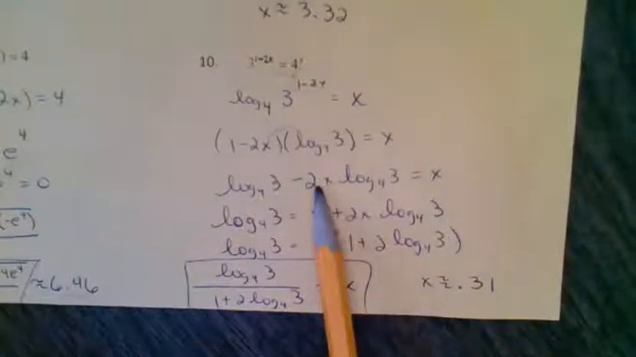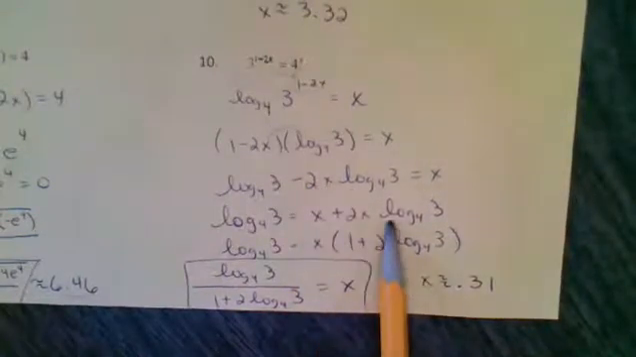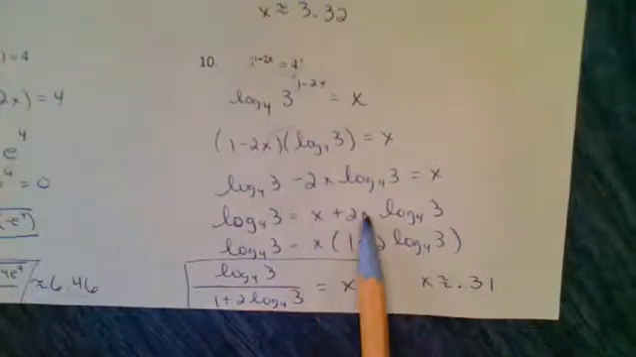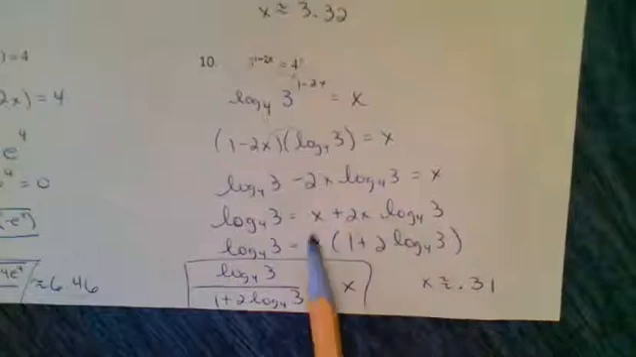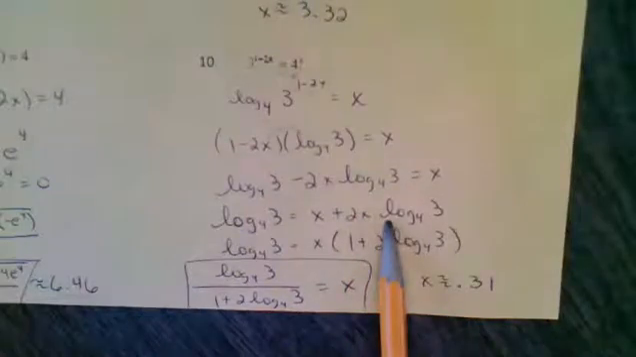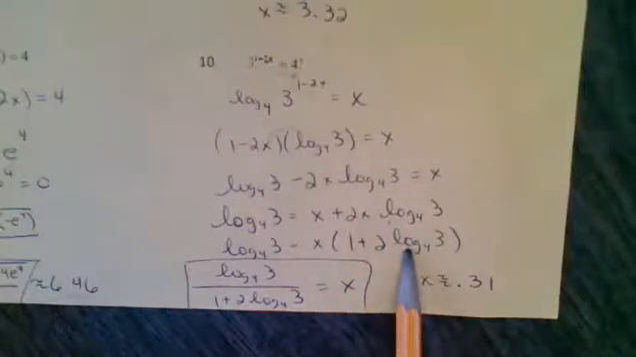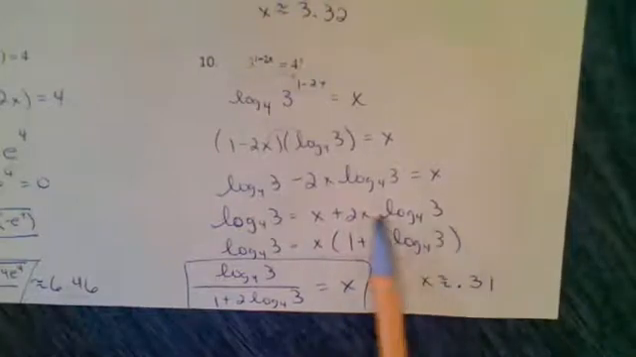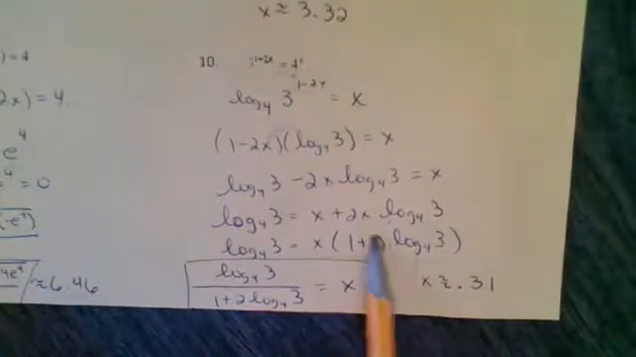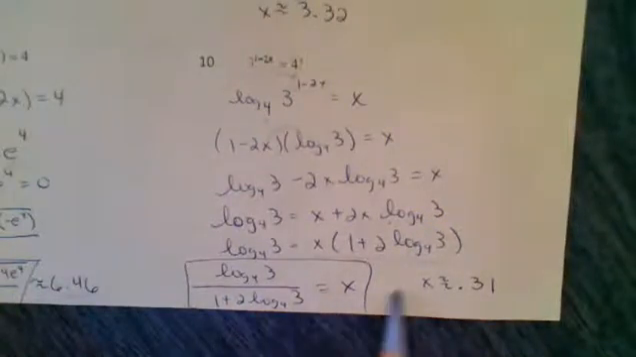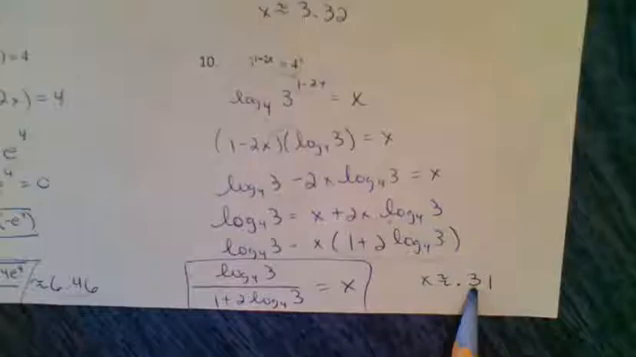So I added 2x log base 4 of 3 to both sides. The reason we collected them over here is that now I have two terms that have an x in common. So I factored out the x. I'm left with a 1 here and a 2 log base 4 of 3 on that term. Now to solve for x, I can divide by this coefficient, 1 plus 2 log base 4 of 3. So that's my exact answer, and for the decimal approximation, I got 0.31.